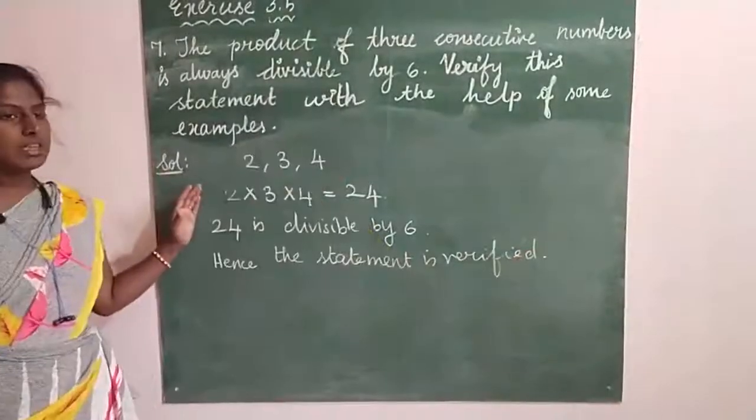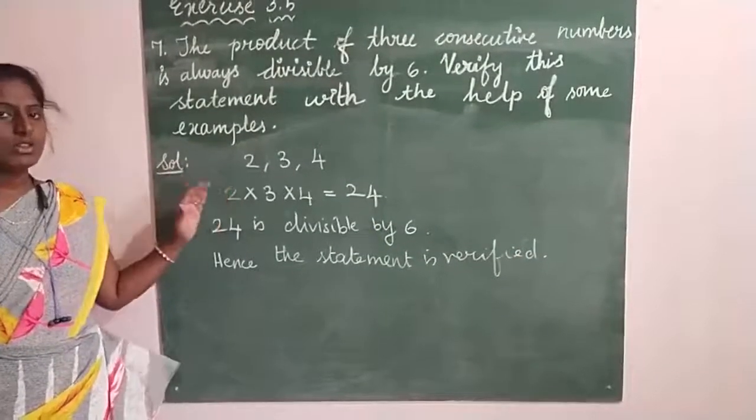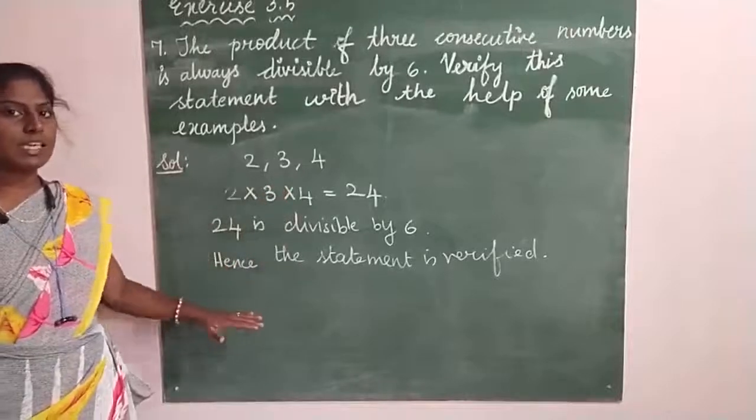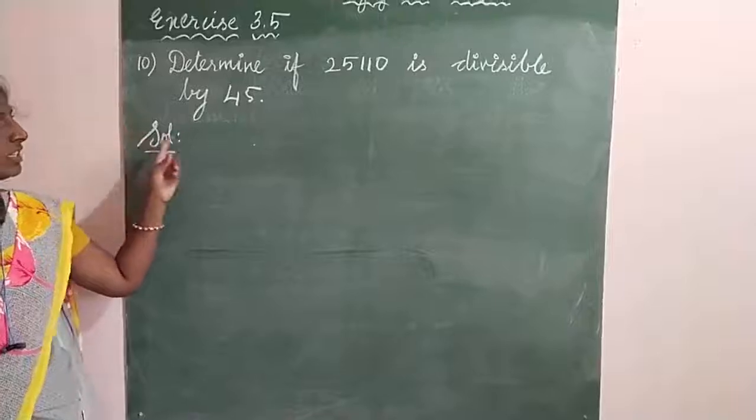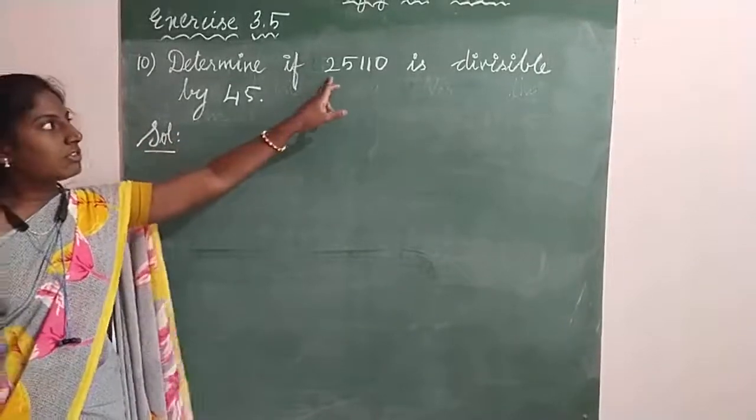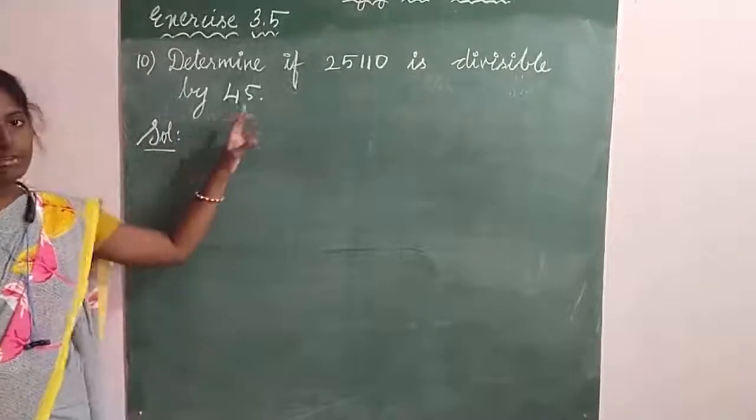When any three numbers are taken in consecutive manner, the product of all the three numbers is always divisible by 6. Next sum that we are going to see is the 10th one. What is the question? Determine if 25,110 is divisible by 45.